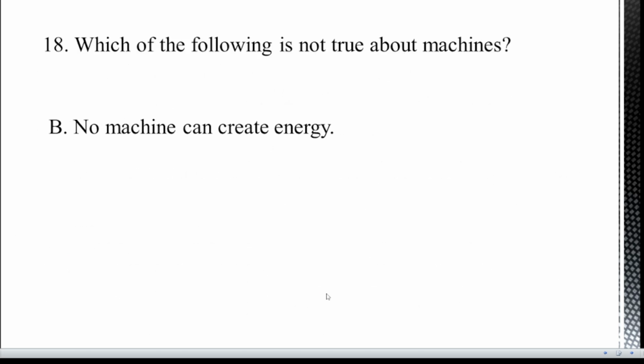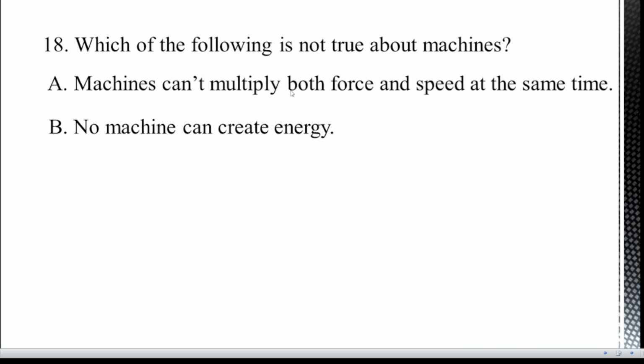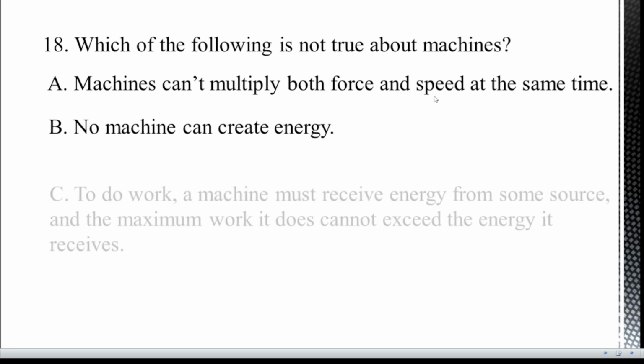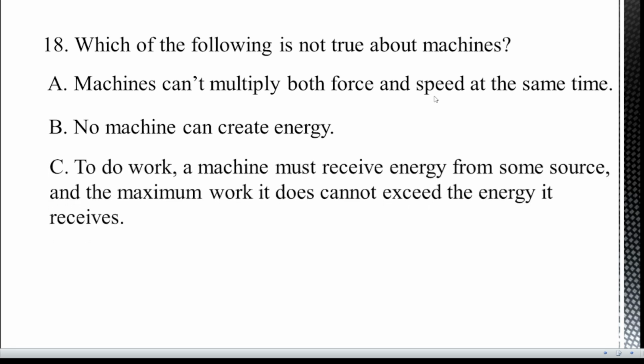Number 18. It deals with machines. Which one of the following is true about machines? A. A machine cannot multiply both force and speed at the same time. Yes, this is completely right. B. No machine can create energy. Yes. Energy is neither created nor destroyed, but transferred from one form to another. And a machine cannot create energy.